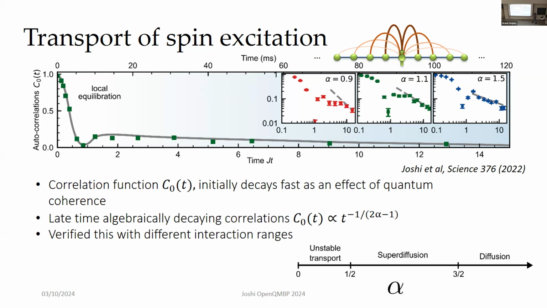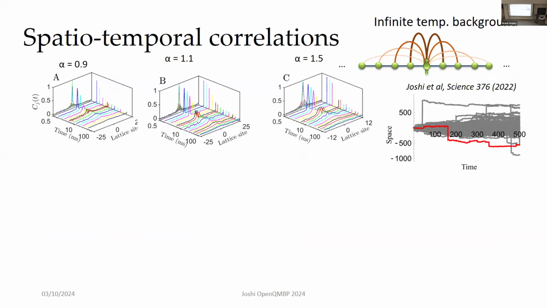And if you want to understand what the different ranges of the interactions actually do, you can understand it from the phase diagram. So if you have alpha greater than 3/2, basically you have a normal diffusion, similar to what I showed for the dipolar molecule case. And if you are between 1/2 and 3/2, it's more like a superdiffusion. And we see that sort of behavior, not just by measuring the autocorrelation functions, but also by looking at spatiotemporal profiles. First, again, we see for alpha equal to 0.9.